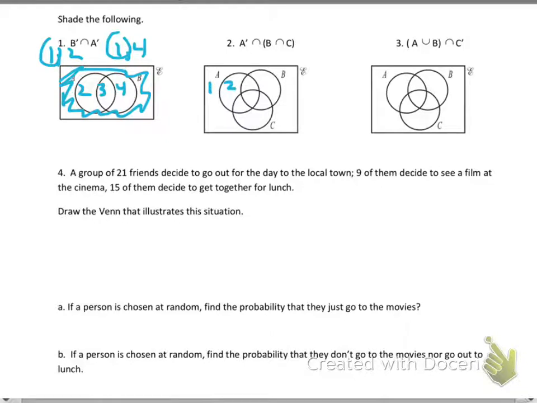So 1, 2, 3, 4, 5, 6, 7, 8. And let's talk about A naught. Okay, so A naught is regions 1, 4, 7, and 8. First of all, I'll keep that and I'll do the intersection. Okay, so B is region 3, 4, 6, and 7. C is 5, 6, 7, and 8.